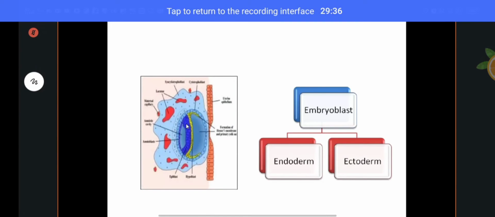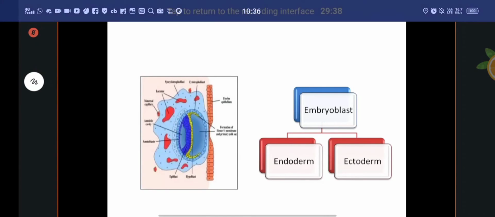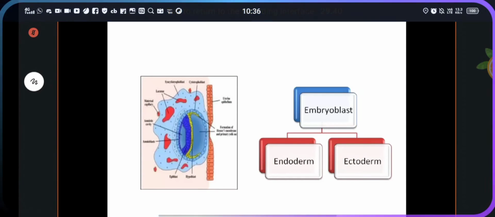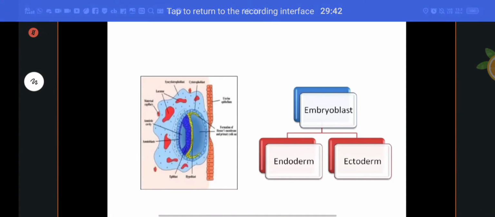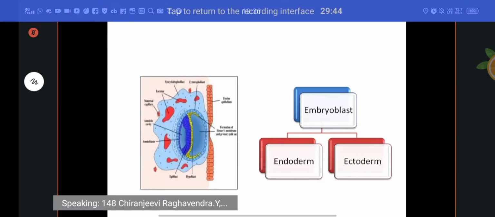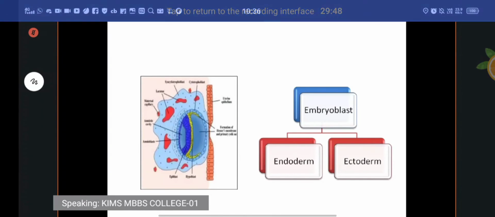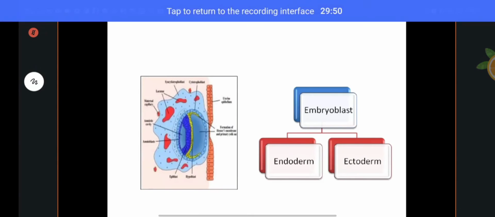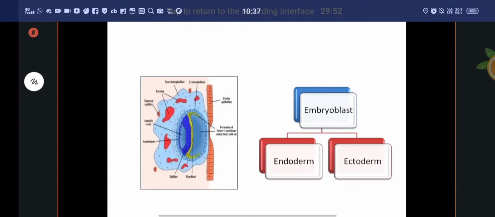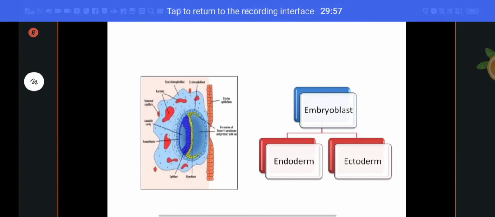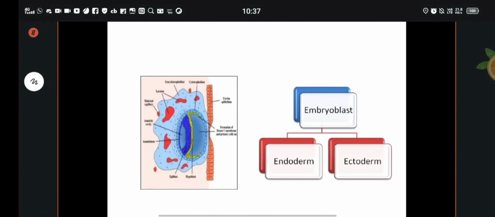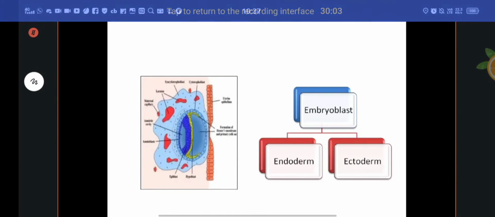How is the embryoblast formed? Inner cell mass. Right. Very good. Chiranjeevi, 148. Very good. Inner cell mass forms the embryoblast, whereas outer cell mass forms the trophoblast. We have seen the changes in the trophoblast till now: they develop into outer syncytiotrophoblast and inner cytotrophoblast.